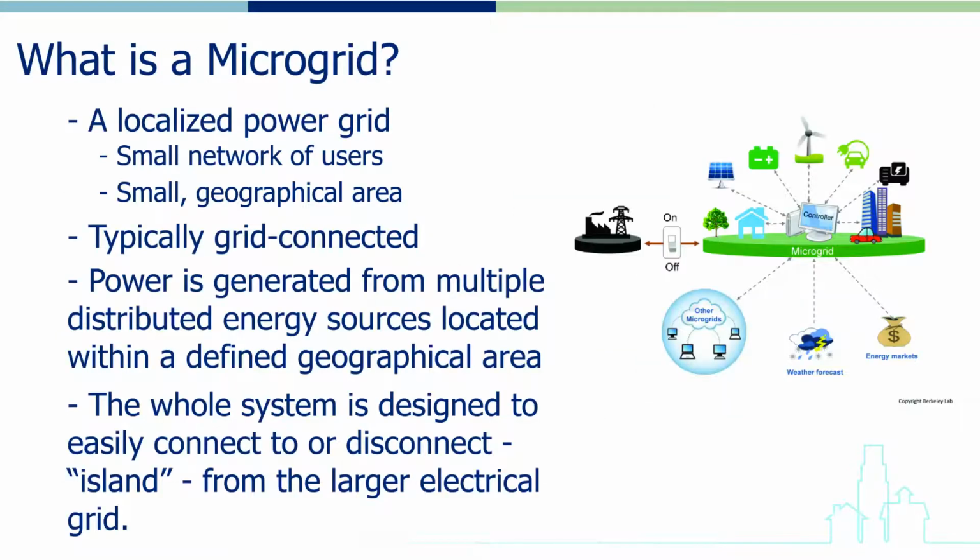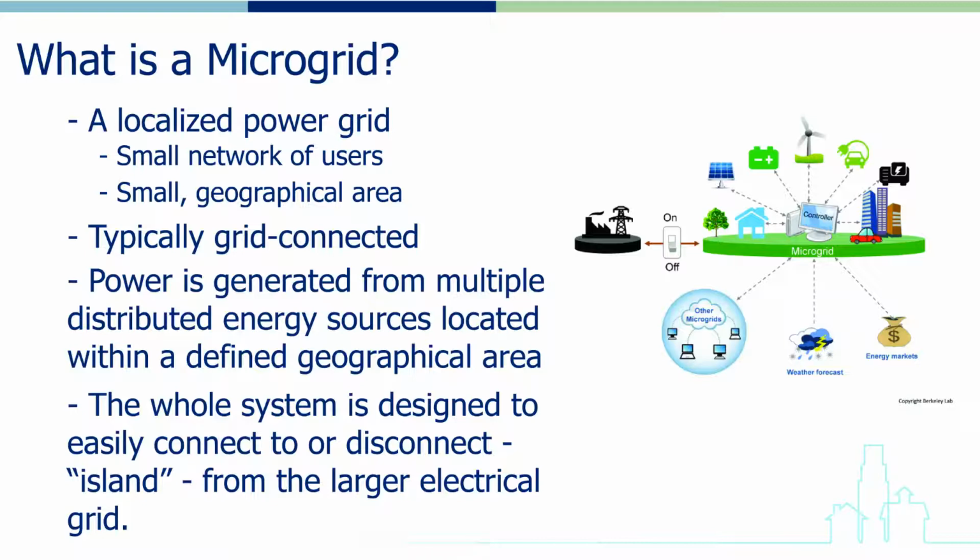A microgrid is a localized power grid that serves a small network of electricity users, typically buildings or infrastructure, within a small, clearly defined geographical area. It's somewhat like a smaller version of the large electric grid. Typically, but not always, it's connected to the local utility at what's called a point of common coupling, where it can buy and sell electricity.